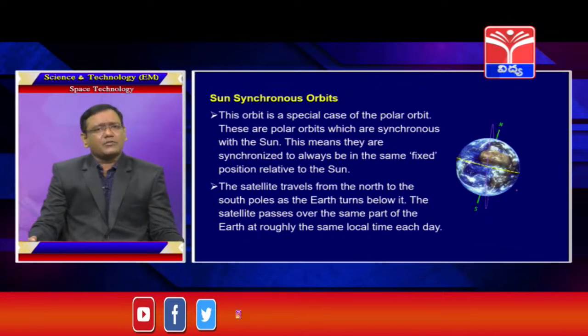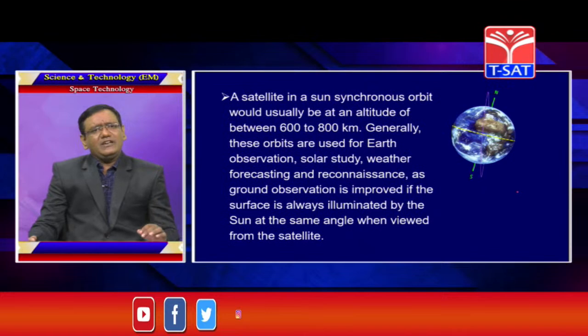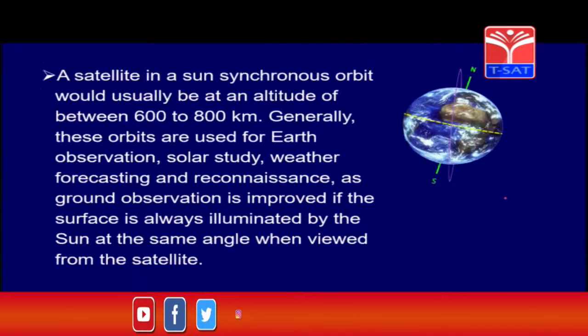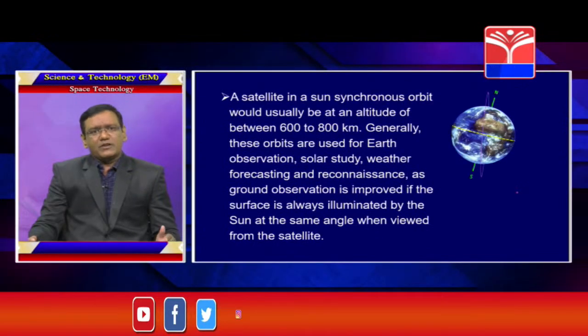A satellite in a sun synchronous orbit would usually be at an altitude between 600 to 800 kilometers. Generally, these orbits are used for Earth observation, solar study, weather forecasting, and reconnaissance. Ground observation is improved if the surface is always illuminated by the sun at the same angle when viewed from the satellite.